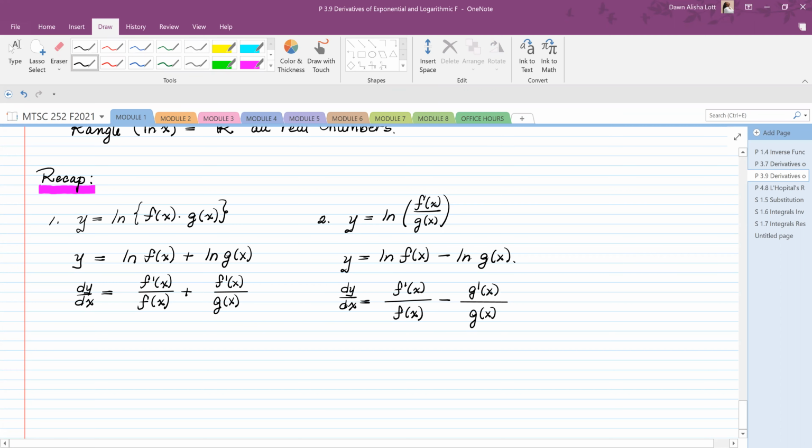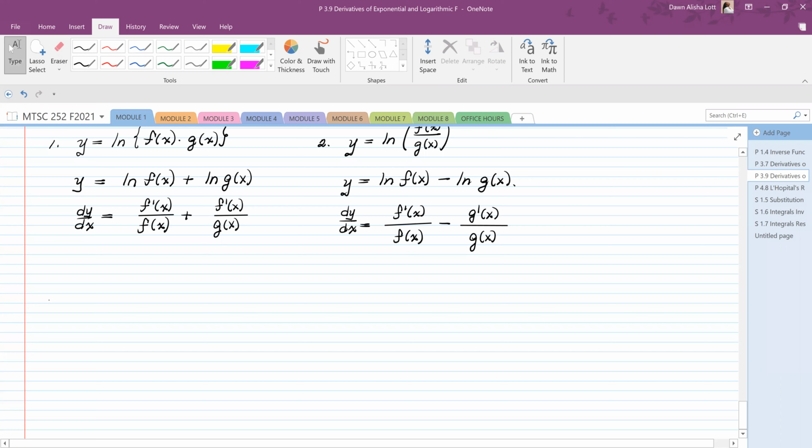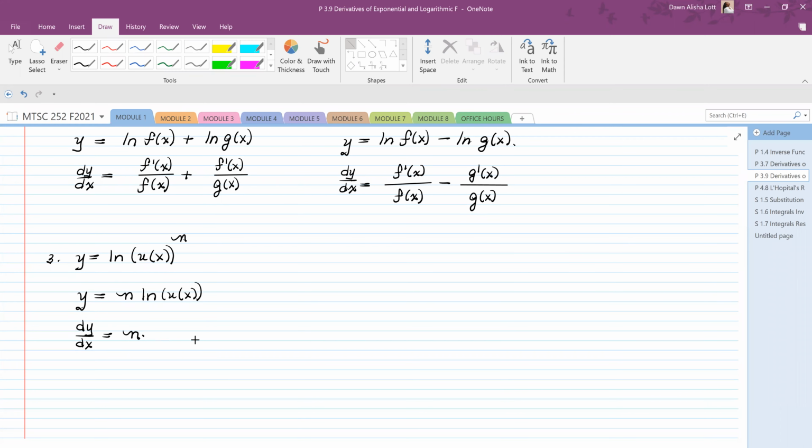Okay. And then the third one was the power rule. Y is equal to the log of some function u of x to a power. The first thing I'm going to do is simplify it. I'm going to bring that power down and make it the power times the log of u of x. So then when I go to find its derivative, that power just sits there nicely. And I do like before. I put u of x in the denominator and I put u prime of x up top. So that's how I do all of those.